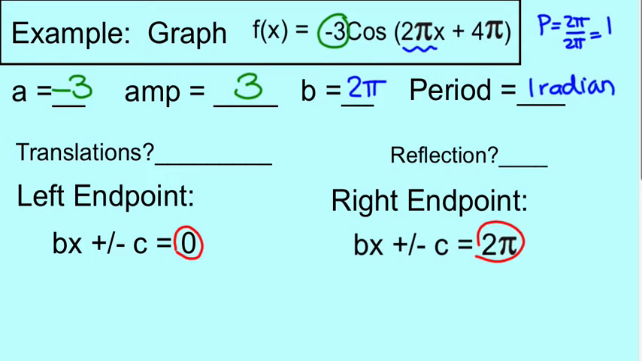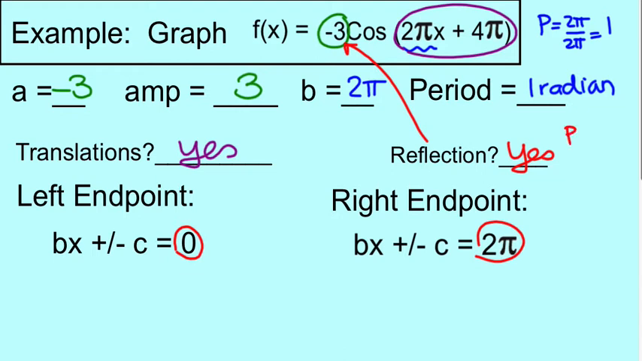Translations, yes, we have a parentheses here. So we're going to be shifting left to right. Is there a reflection? Yes. So instead of starting at the top of the amplitude, you're going to start at the bottom of the amplitude. I've thrown a lot of things at you here to get you going.